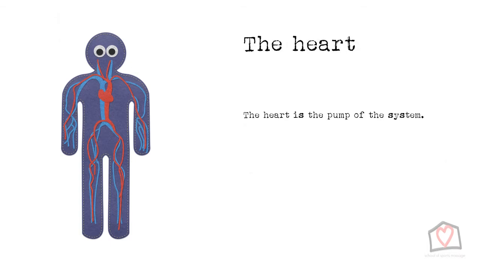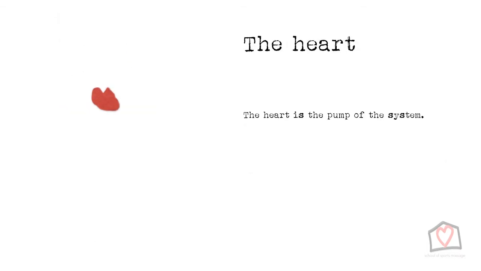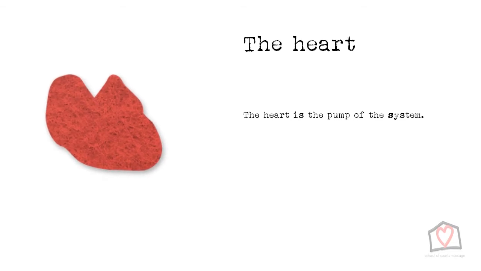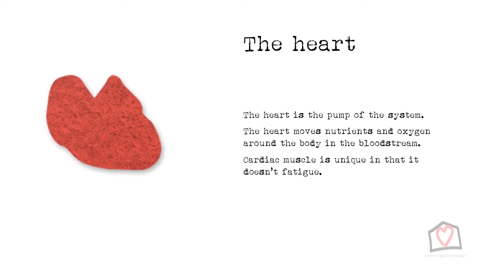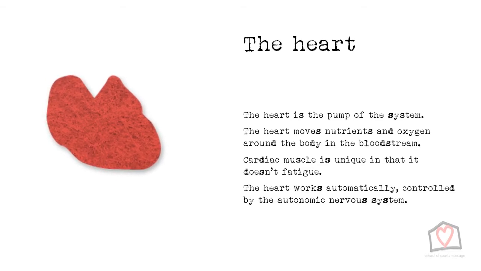The heart is the pump of the system. It is therefore responsible for moving nutrients and oxygen around the body and the bloodstream. The heart itself is a small and powerful muscle. It comprises layers of cardiac muscle, unique in that they don't fatigue, and it works completely automatically, controlled by the autonomic nervous system.